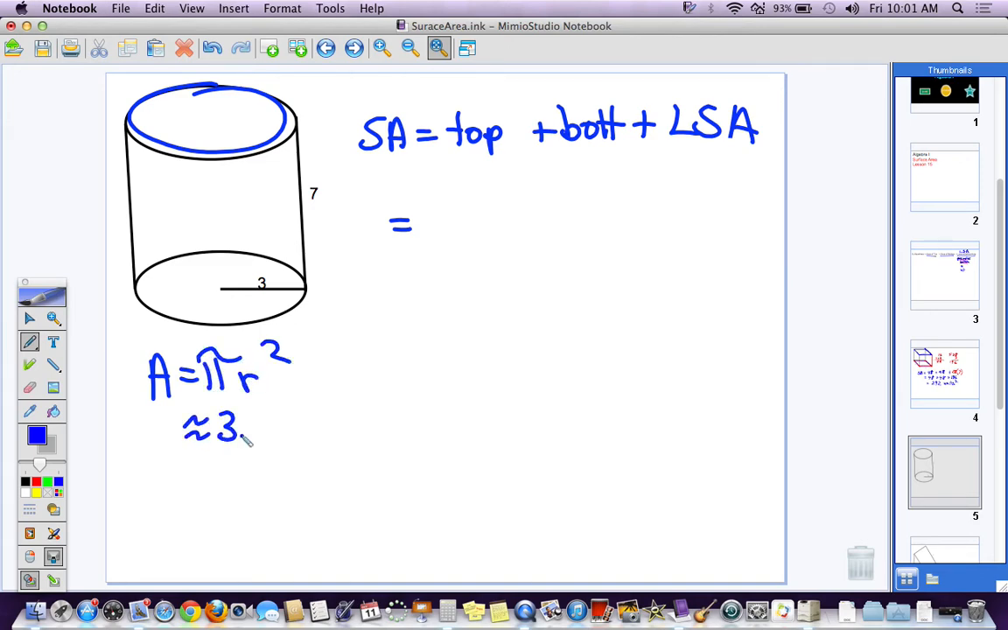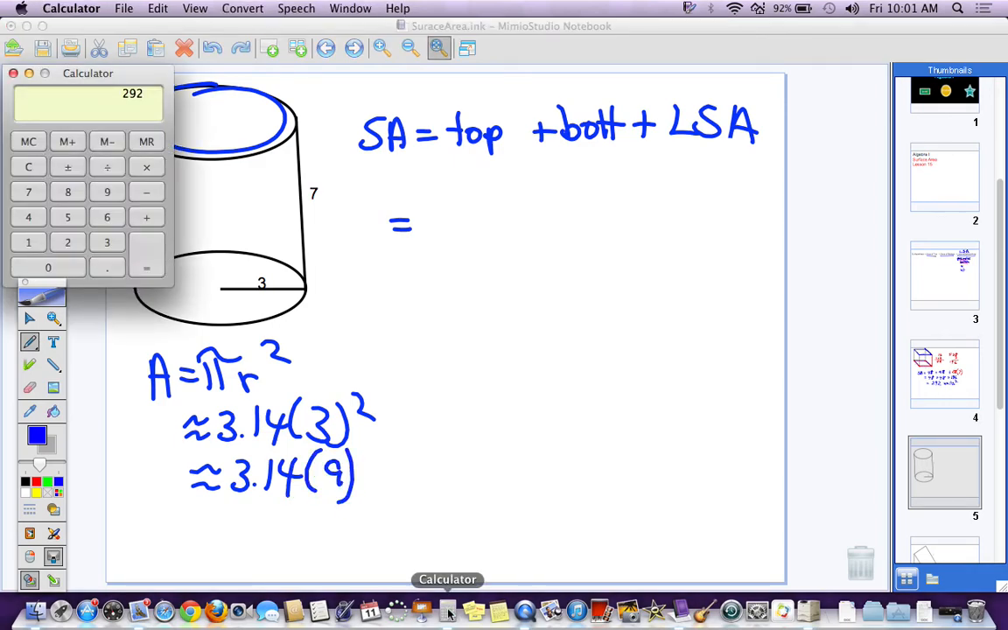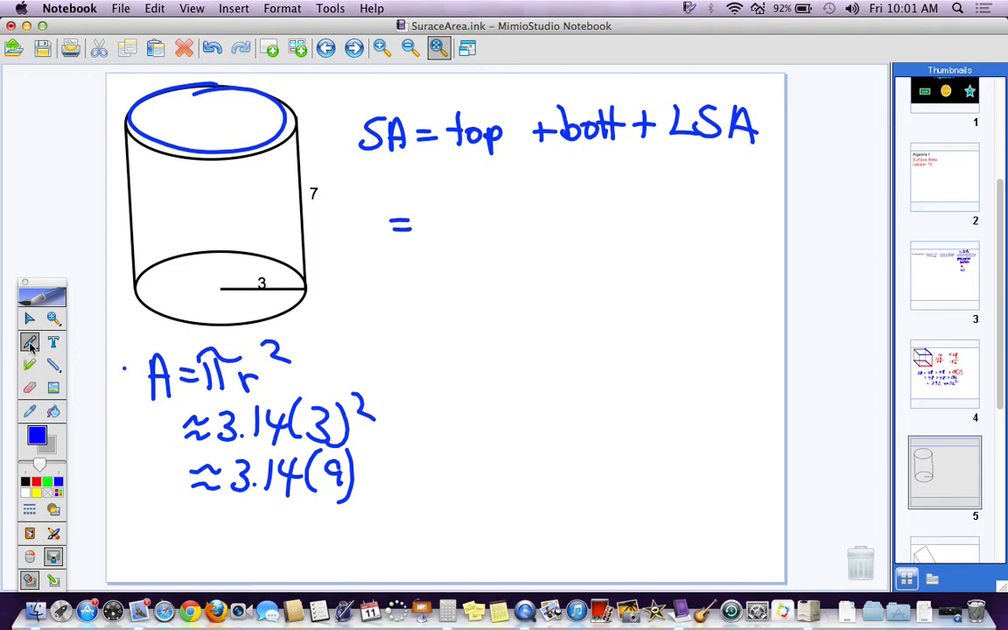To find the area of the circle, I take pi times radius squared. I'm going to take 3.14 times 3 squared. Make sure you square it first by order of operations. So I'm going to take 9 times 3.14, and I get 28.26. So the bottom is also 28.26. Now I've got the top and the bottom.